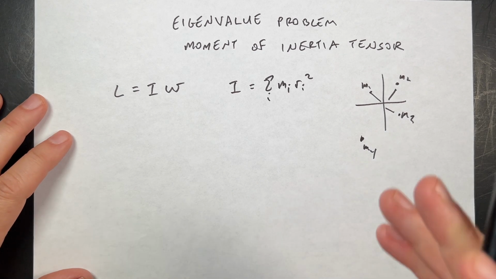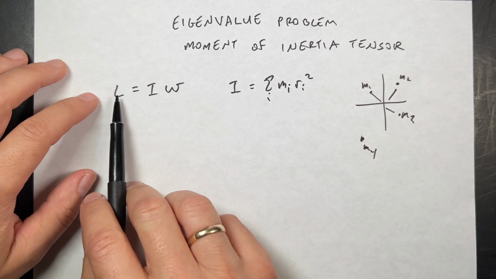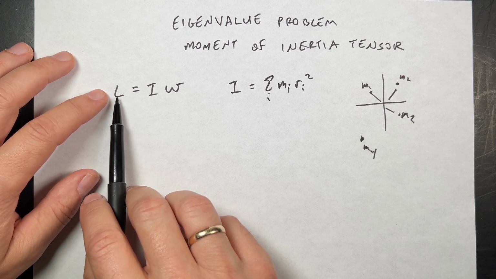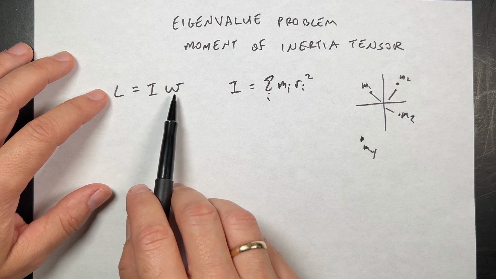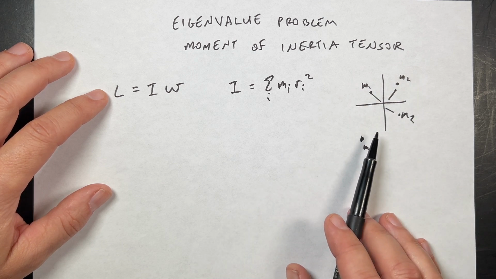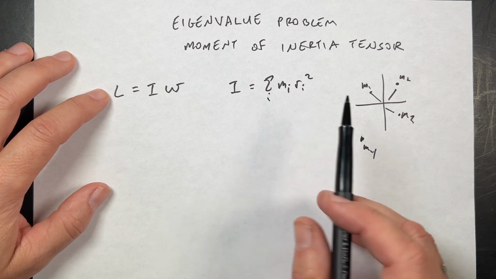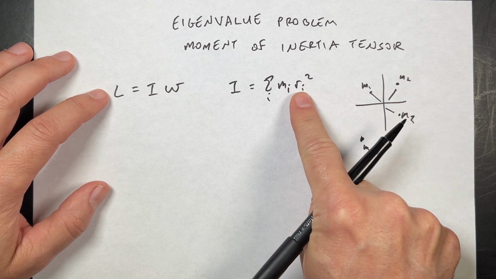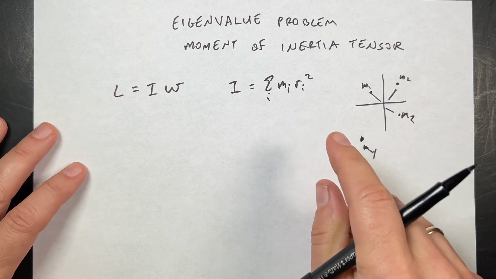Okay, so the eigenvalue problem, let's start off with the definition of angular momentum. This is what you see in the introductory physics textbooks. You'll see angular momentum L is the moment of inertia I times the angular velocity omega. For a discrete set of masses, here I have 4, we can calculate the moment of inertia as the sum of mass times its distance from the axis of rotation squared. And that's the axis of rotation, right? So this assumes that it's rotating about a fixed axis.